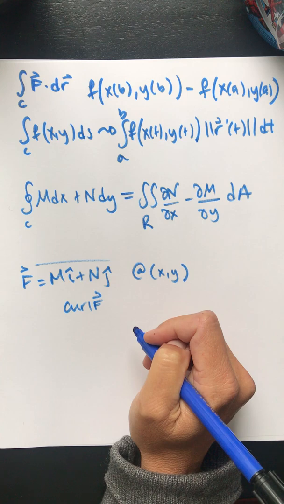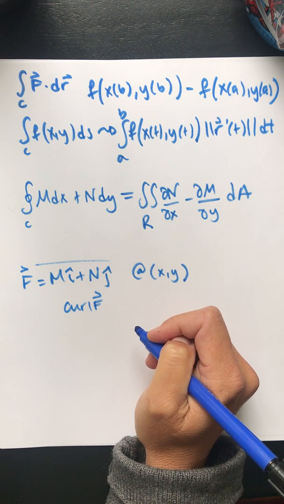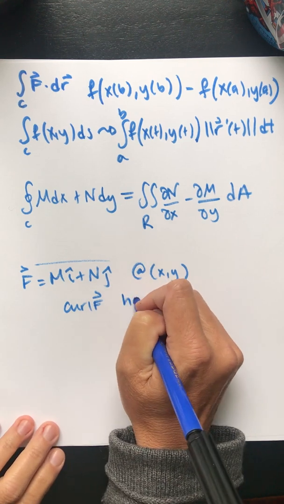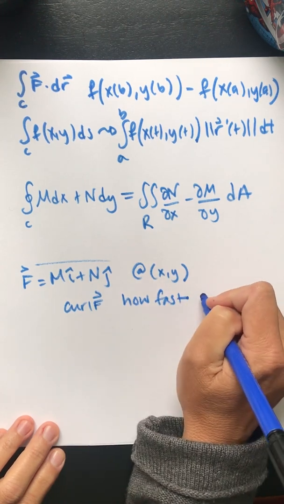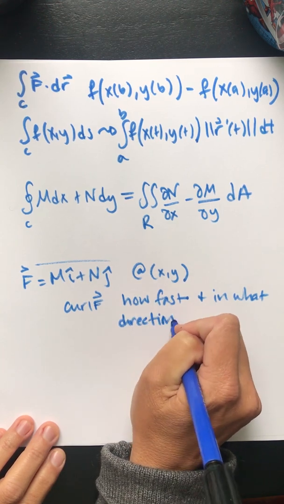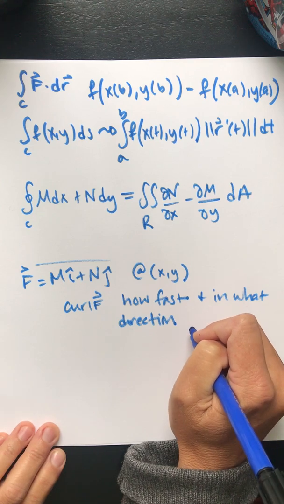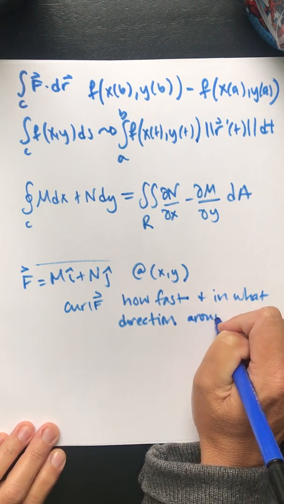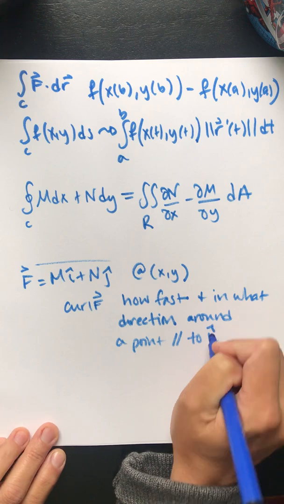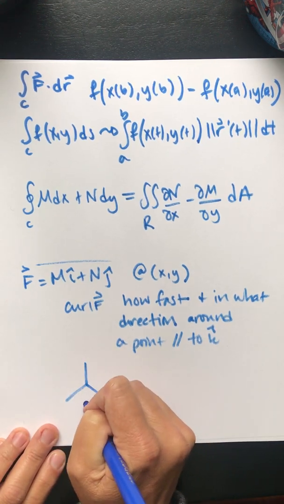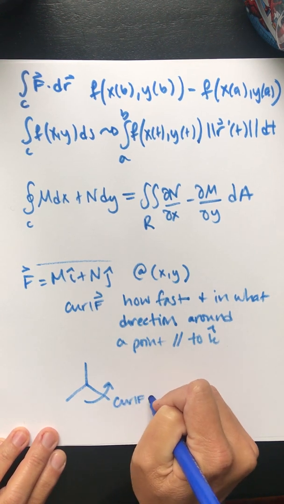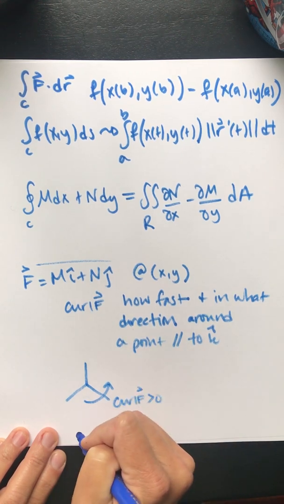And what it's really asking is, now remember, vectors have a magnitude and a direction. So the magnitude is really how fast, and then the direction is in what direction a region is spinning around a point, parallel to k hat. So if I have curl F positive, it's going this way. If it's negative, it would be going the other way.